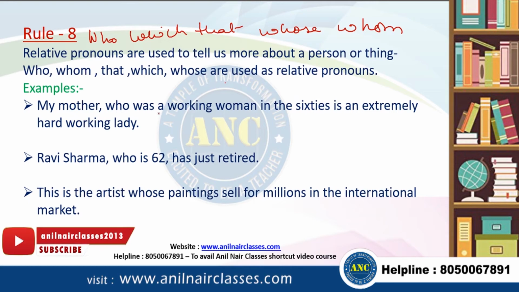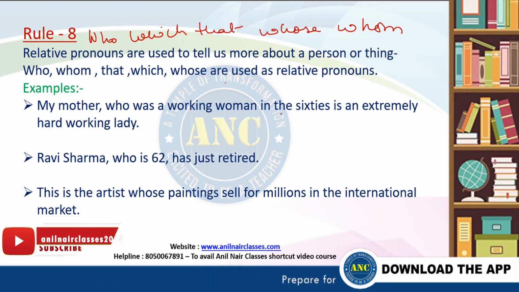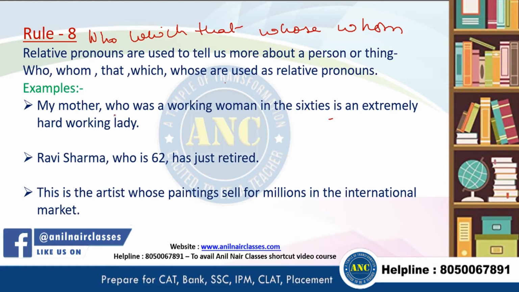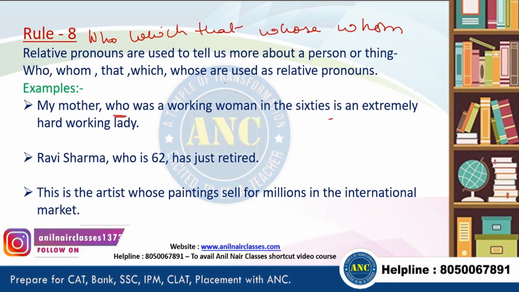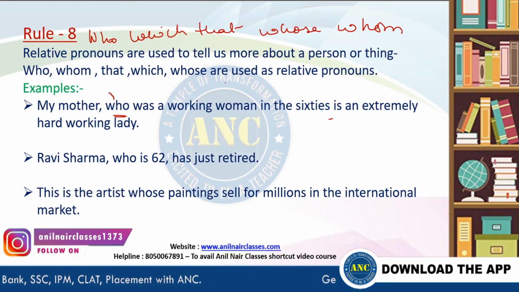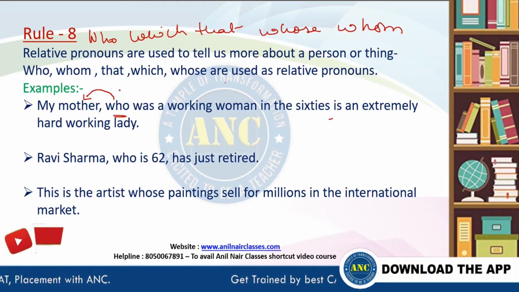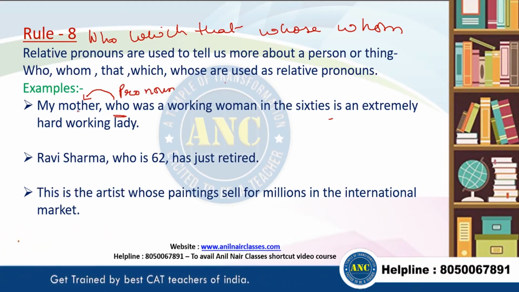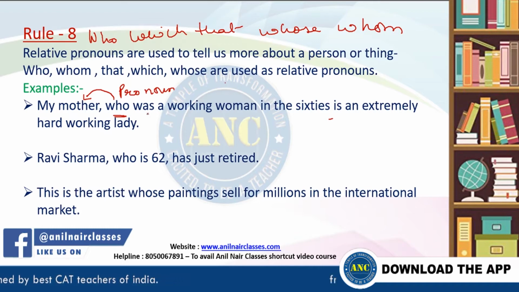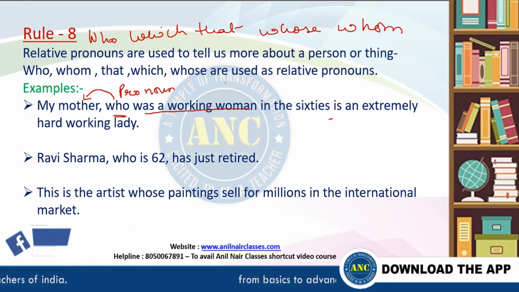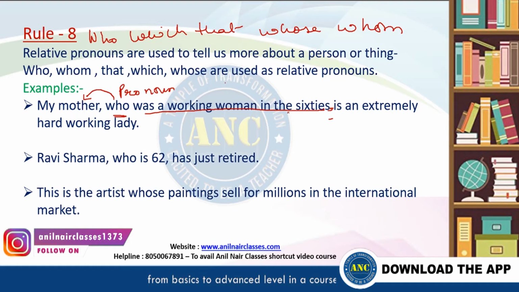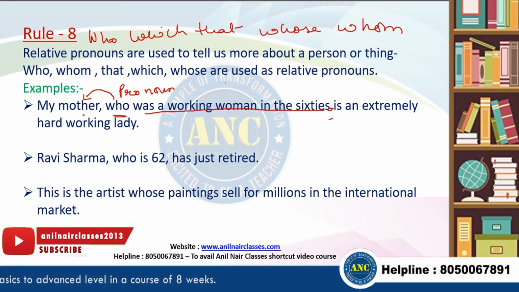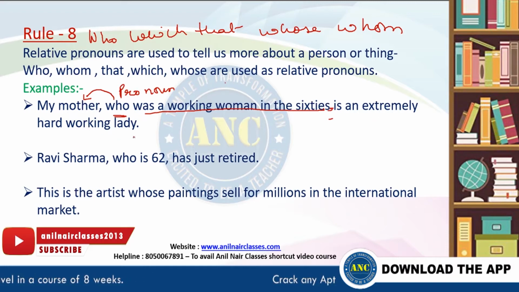My mother, who was a working woman in the 60s, is an extremely hard-working lady. Now the word who over here is telling me something more about the word mother, right? It's a pronoun, but it is joining the word mother with another phrase, a group of words, that she was a working woman in the 60s. She is an extremely hardworking lady. So I just said my mother is an extremely hardworking lady, fine.